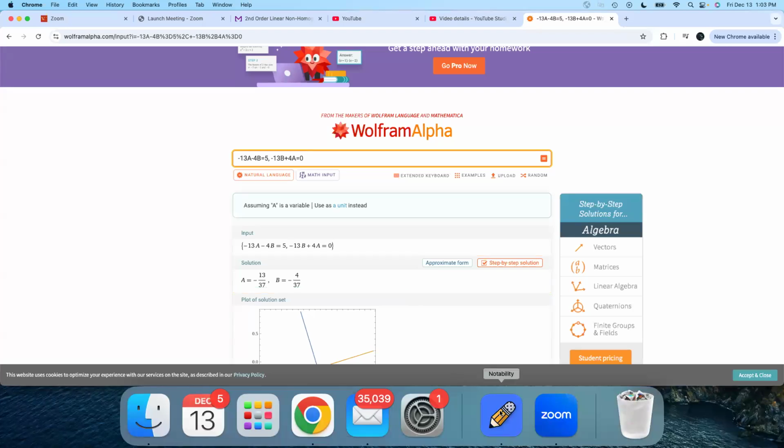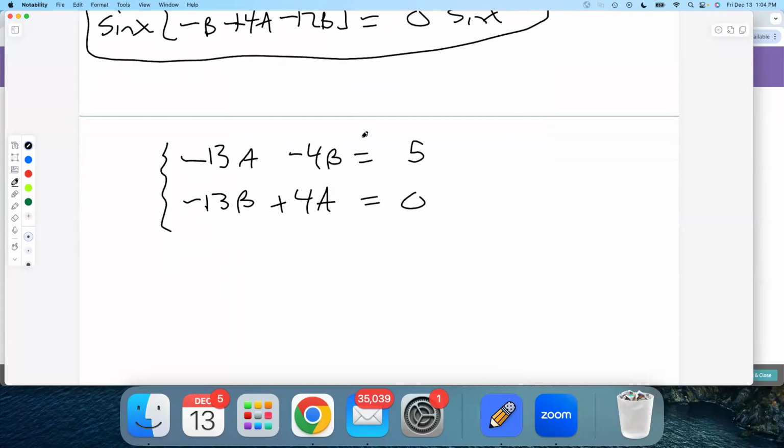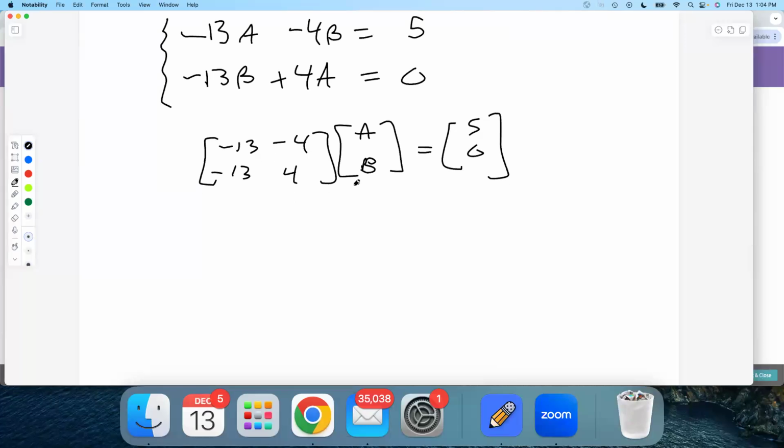That's perfectly fine. We could also do this in our calculator. I could set this up in matrix form. I could say the matrix, let's write it this way, negative 13, minus 4, 4, minus 13, times the vector A, B, should equal the vector 5, 0. You should have learned how to do this in pre-calc. That doesn't always happen. Now I can set this up in what we call our augmented matrix.